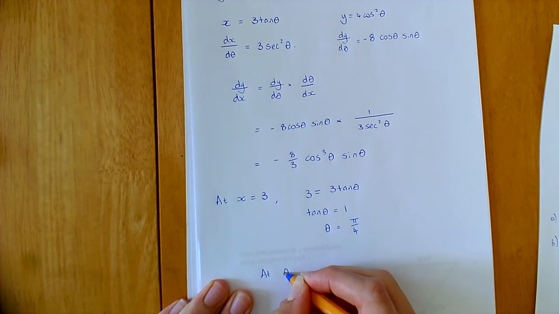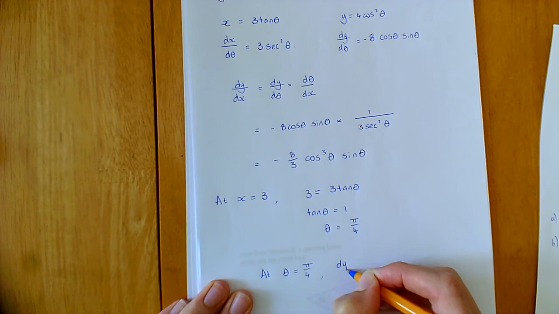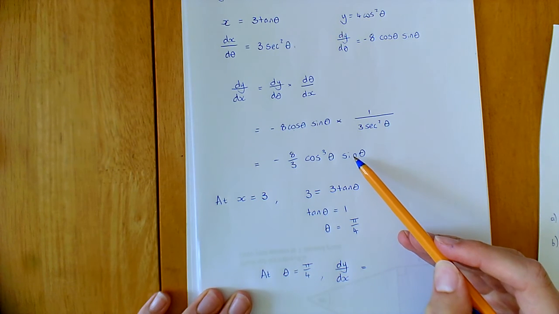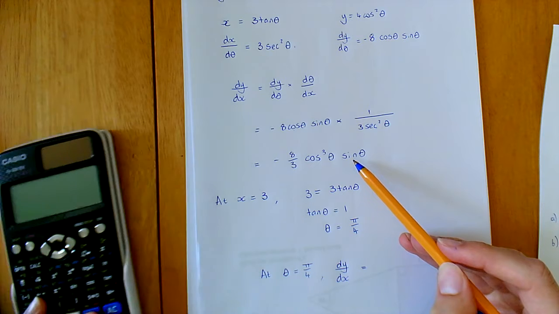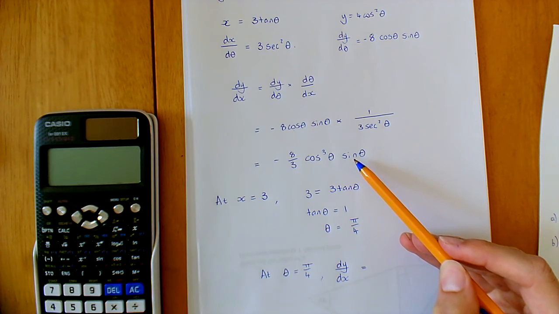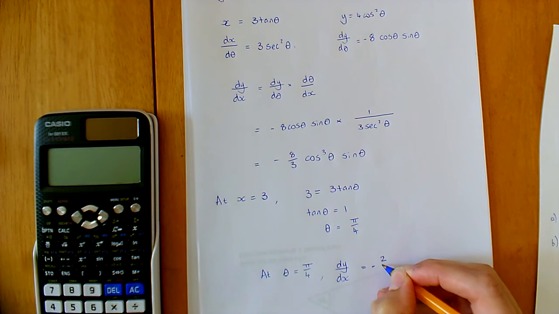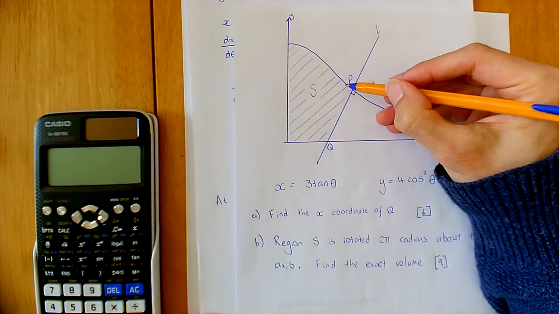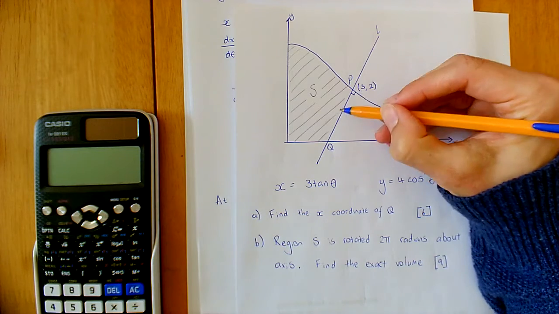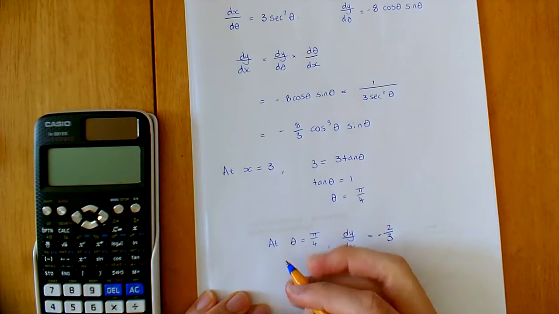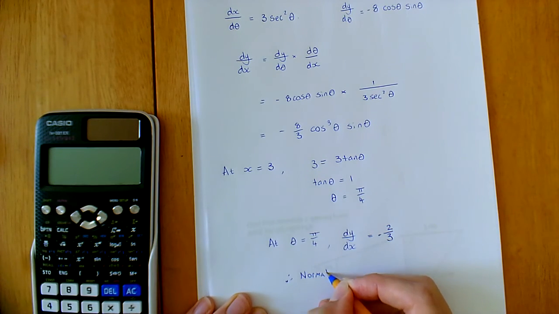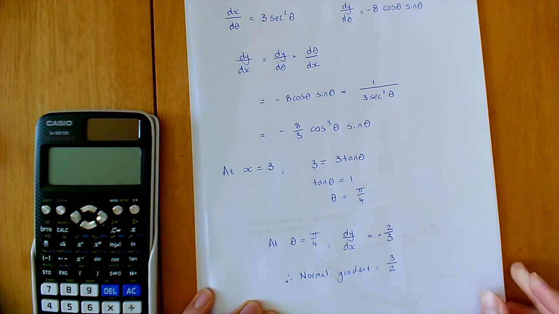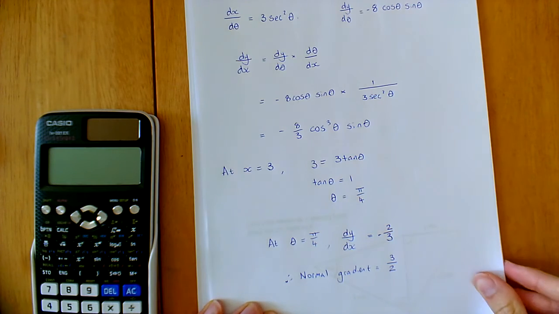Okay, so at theta equals pi by 4, my dy by dx, you can just put this straight into your calculator. If you know your exact values, you wouldn't need a calculator to do it, but you've always got one of these in your A-level maths exams, so let's just put it in. You should get an answer of minus 2/3. So the gradient of this curve here is minus 2/3. We want the gradient of the normal. So our normal gradient is minus 1 over that. We'll get 3/2. You've done all your hard work now.